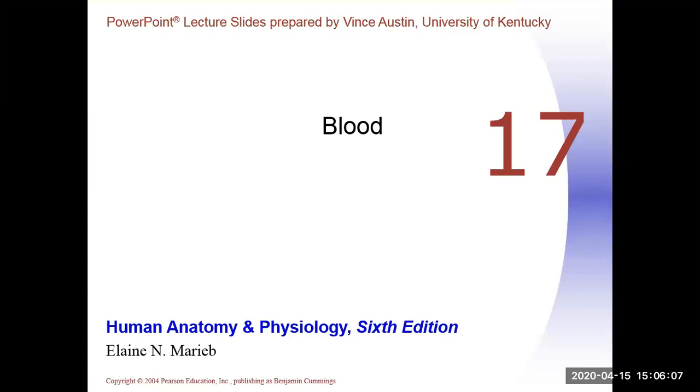Okay, we're going over chapter 17. Chapters 17, 18, and 19 are all cardiovascular related. So today we're just going to look at the part that is related to the blood. Let's go ahead and take a look at the overview of the blood circulation.